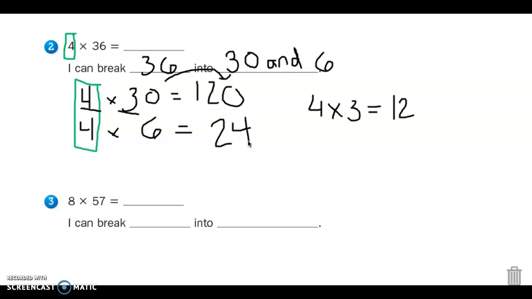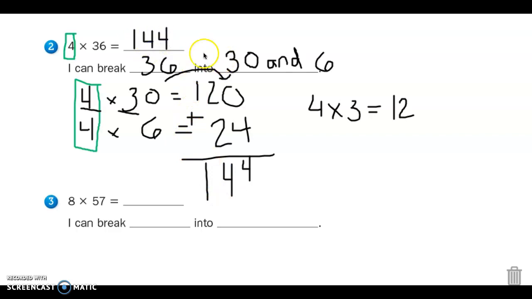Am I done? Nope. Since I broke these apart to get 36, now we need to add them back together. And this actually is going to work really nice. They're set up right underneath each other. So 0 plus 4 is 4. 2 plus 2 is 4. And 1 plus nothing is 1. So our answer is 144.